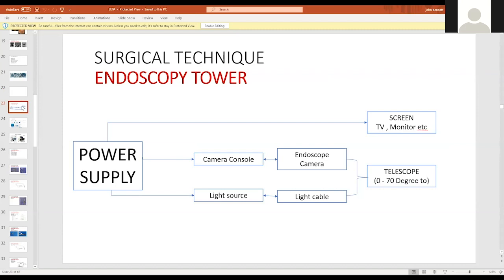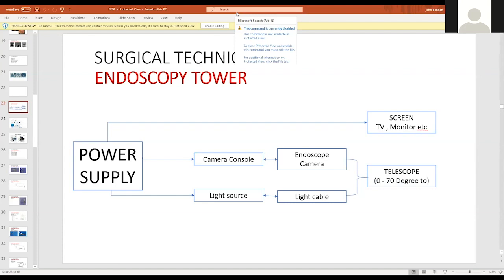First you need to have a power supply. And then the power supply will connect the camera console to the electricity. This console will be connected to the camera. I will show you a picture of the camera. And the camera is connected to the telescope. The light cable is also connected to the telescope. And the light cable has a light source that is again connected to the power supply.